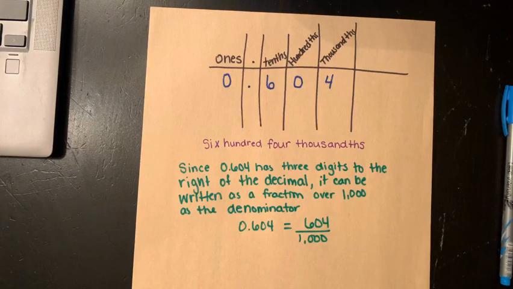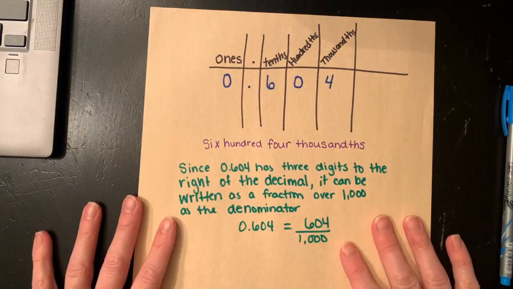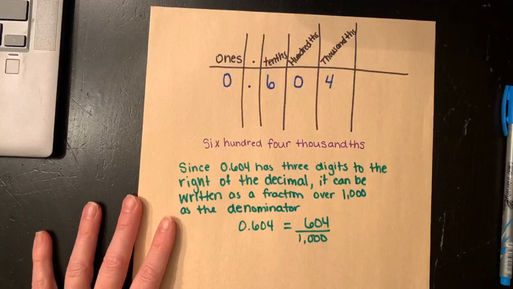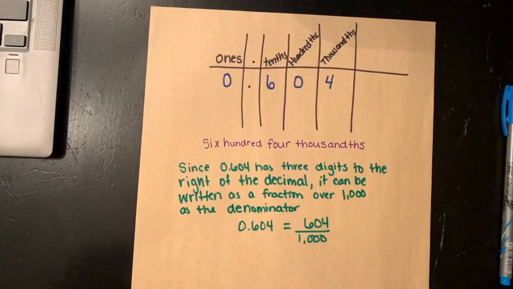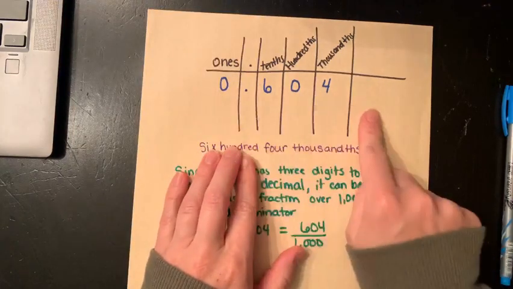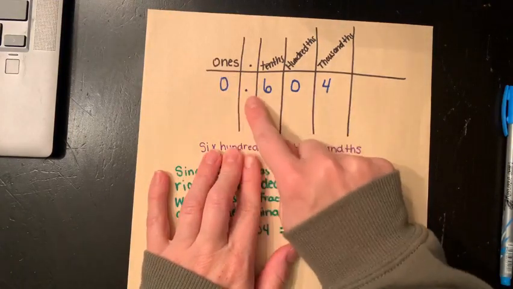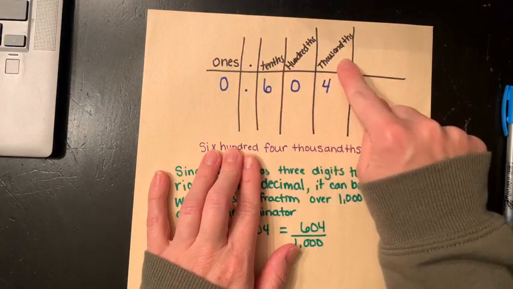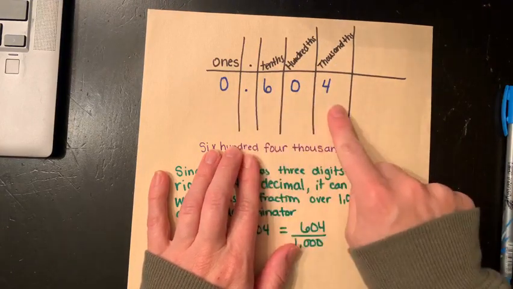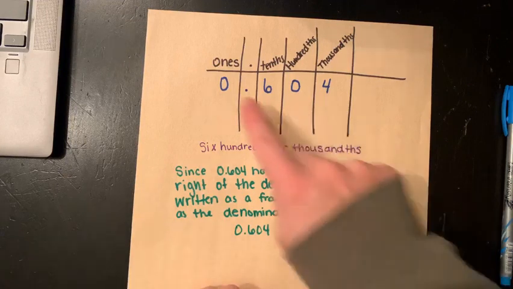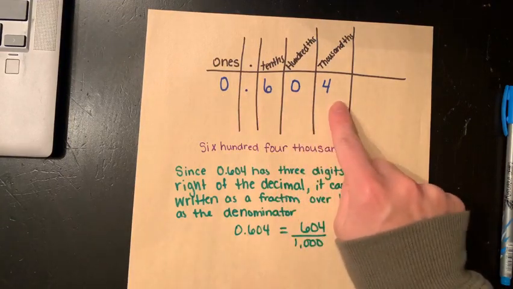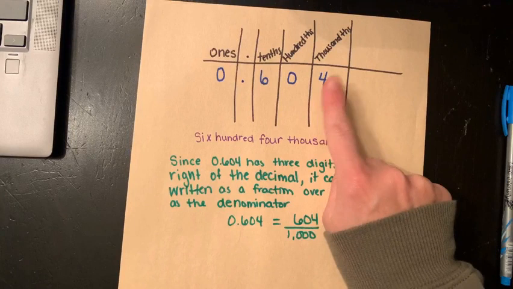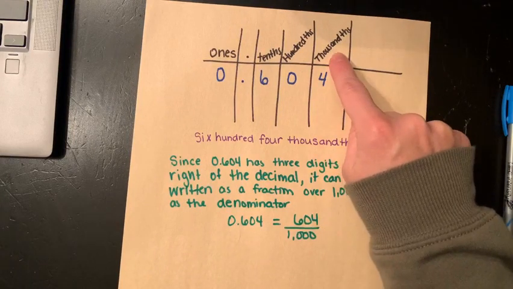Okay, so to discuss it today, I want you to share your thinking with me. I'm going to share how I solved it, and I want you to be thinking, do you agree with me or do you disagree? And then explain why or why not. What I did to solve this problem is I drew a place value chart. I have my ones, my decimal, tenths, hundredths, and thousandths, and I put in our number from the problem, which was 0.604. I knew there were those 3 digits, so I had to go all the way to the thousandths place value.